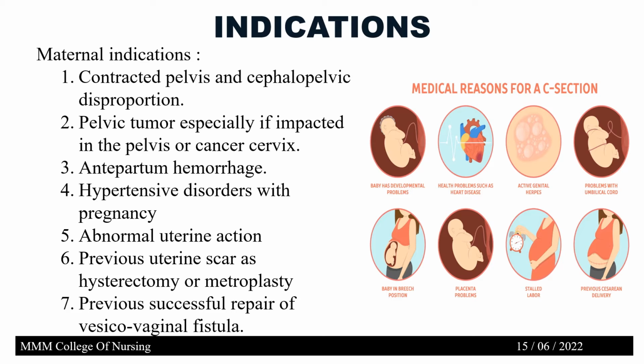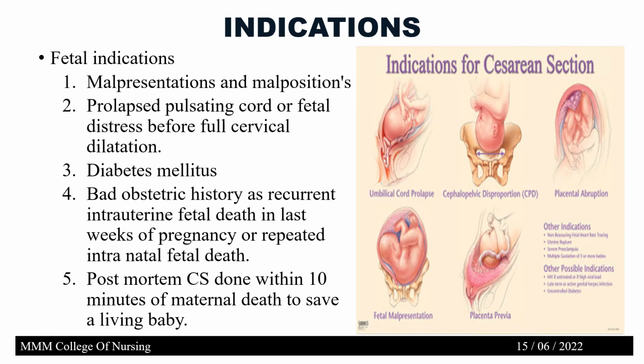And antepartum hemorrhage. So in case of antepartum hemorrhage, we expect the placenta to lie in the lower segment. So when the head presses onto the placenta, there will be more bleeding. So before delivering the baby, the mother will die of hemorrhage. So antepartum hemorrhage is one of the indications for cesarean section. And hypertensive disorders with pregnancy, abnormal uterine action, previous uterine scar such as hysterectomy or metroplasty, previous successful repair of vesicovaginal fistula. So these are some of the maternal indications of cesarean section.